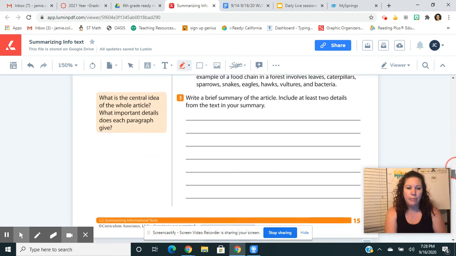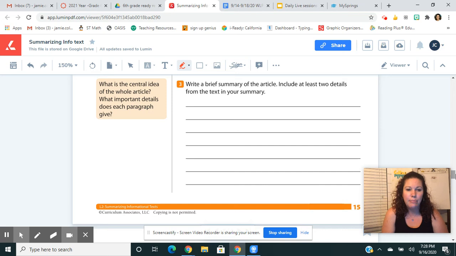Okay, the last part, number 3, write a brief summary of the article. Include at least 2 details from the text in your story. So they don't give you a lot of space. It doesn't have to be the 1 to 3 paragraphs that I require you to do. So this one, you just want to give a couple sentences where you're going to restate the central idea in your own words, no opinions, okay? We're not copying the text summaries. You do not need to cite evidence that way. You need to put it into your own words.